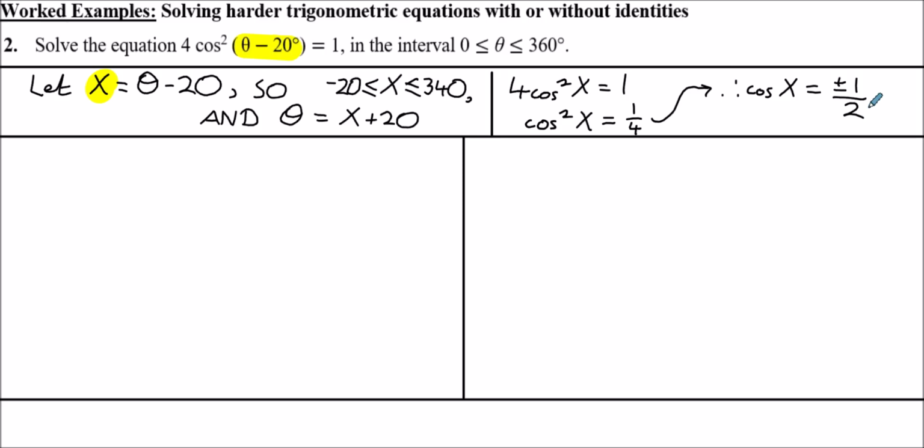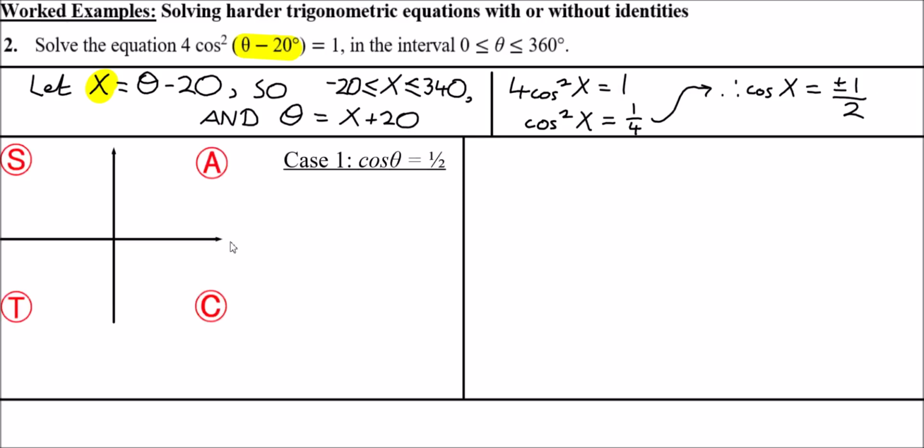So again, we need to consider both options here of cos x being negative a half, and also if cos x is positive a half. So let's consider each scenario in turn. So first of all, let's think about if cos x were positive 1/2. So again, get your CAST diagram ready, do the big X going through the origin, and get the calculator to hand. And so what's the principal value if cos of x is a half?